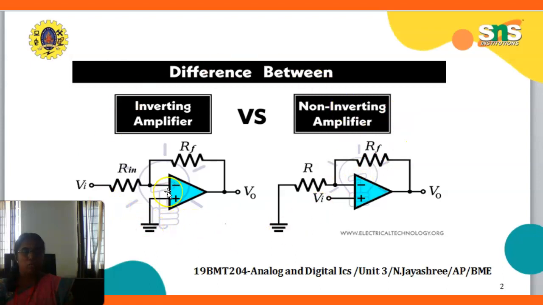So Vi indicates the input, which is connected to the non-inverting as well as the inverting terminal based on the condition. If it is inverting, it is connected to the minus sign. If it is non-inverting, it is connected to the plus sign. Both are the same and are together named Vi.